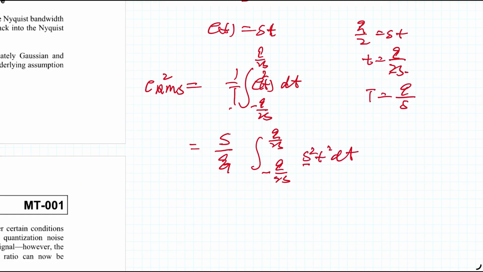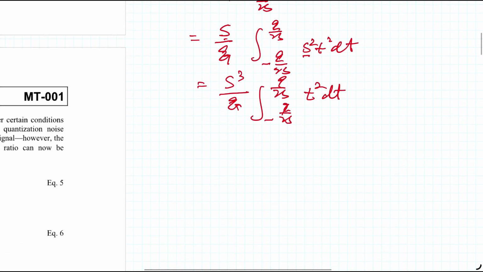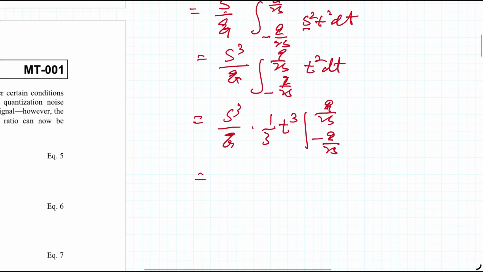The s squared is a constant, so we can take s squared out of the integration and combine it with this s, and we get s cubed over Q times the integral from minus Q over 2s to Q over 2s of t squared dt. The integral of t squared dt is one third t cubed. The range is from minus Q over 2s to Q over 2s.